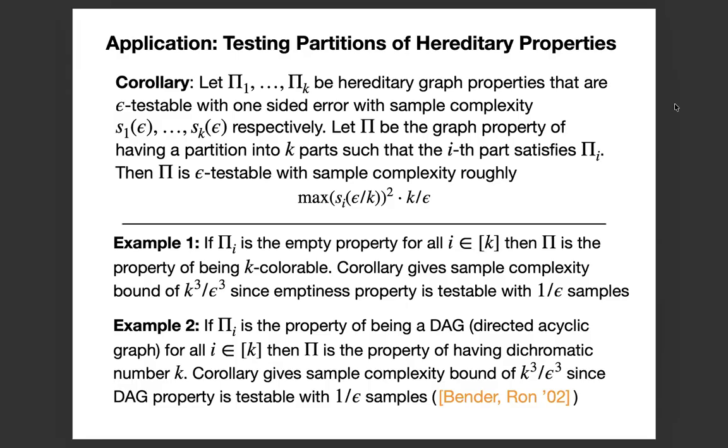And because the original DAG property is testable, all these pi_1 up to pi_k are each a DAG. And if you can do that, then the entire thing is k-dichromatic number. You plug this in and you end up getting the exact same bound of k cubed over epsilon cubed for k-dichromatic number testing. And that is new.